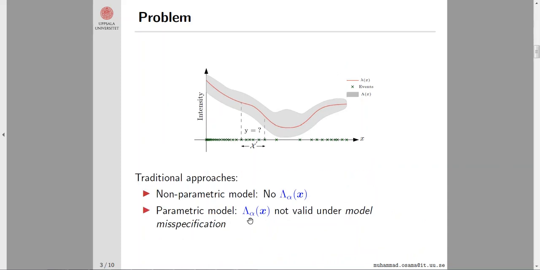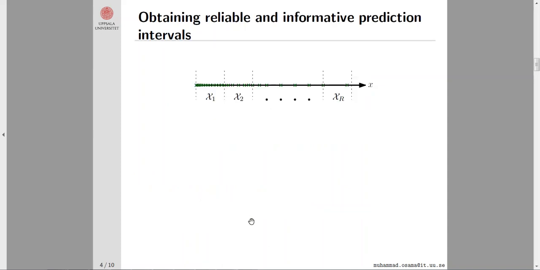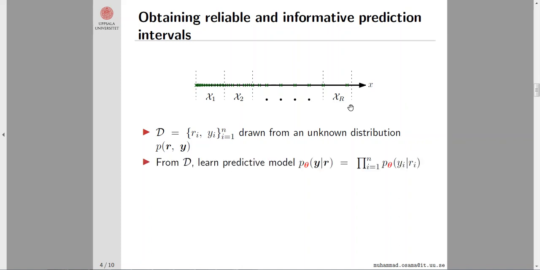Intervals produced by traditional parametric models are not valid if the assumed model class is wrong. But in this work, we want to produce intervals that will be valid even if the model is misspecified. So in our approach, we assume space to be discretized into R regions, which converts the event data into region and count pairs from some unknown distribution. And we want to now learn a conditional distribution for counts given regions.